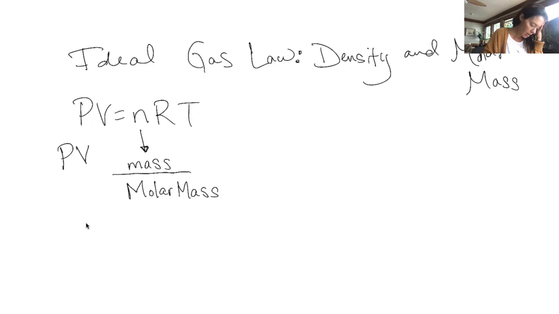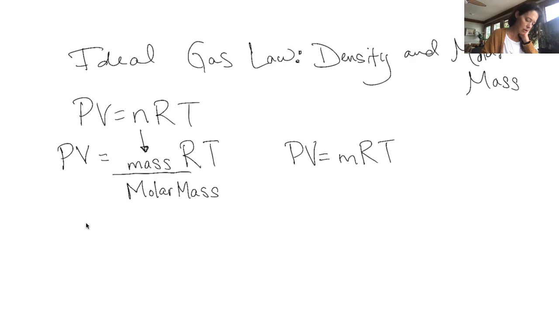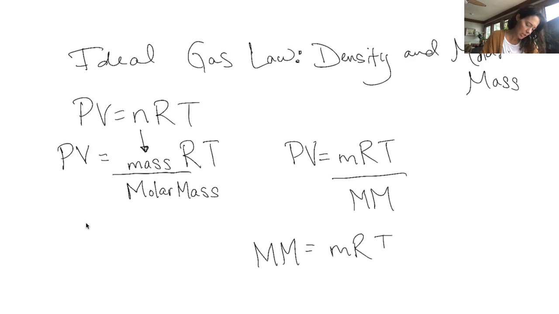So I could say PV equals mass RT all over molar mass. PV equals mass RT over molar mass. All right. We obviously could rearrange that to where molar mass is equal to mRT over PV. Okay, so we've incorporated molar mass into our ideal gas law. We could essentially solve for the molar mass and identify the gas.